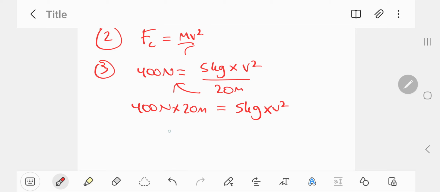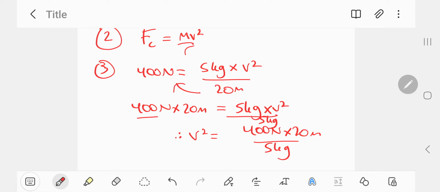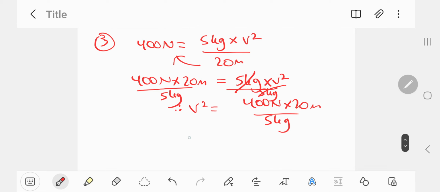You get this expression here, so we can now rearrange this and get V by itself. So therefore, V squared is equal to 400 newtons times 20 meters divided by 5 kilograms. So to get the V squared by itself, divide everything by 5 kilograms. So the 5's cancel here. So you get V squared is equal to 1600 newton meters per kilogram.